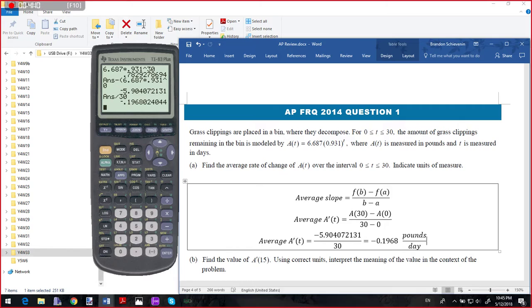If they ask you what value satisfies the mean value theorem, or at what x value is the slope of the tangent line equal to the slope of the secant line, or at what x value is the slope equal to the average slope, all of those are mean value theorem. Okay.